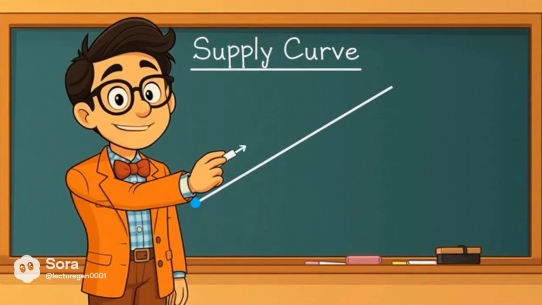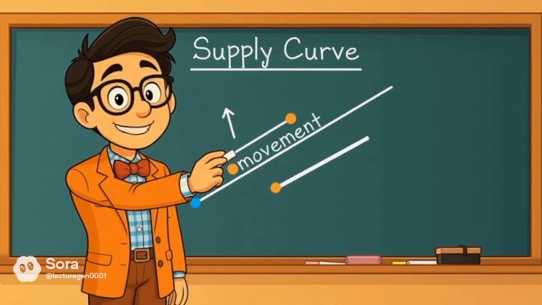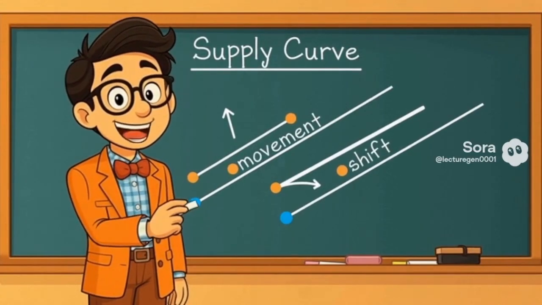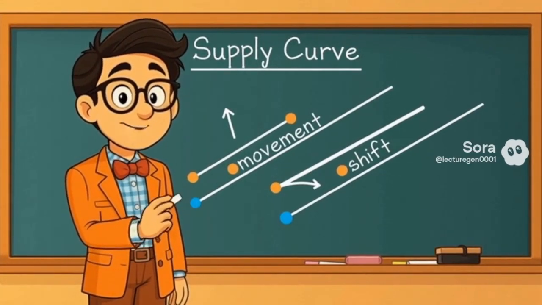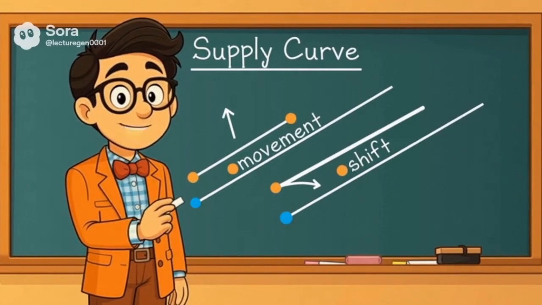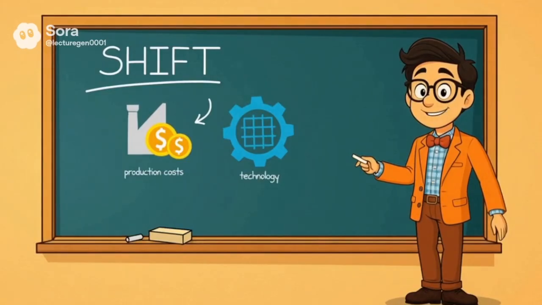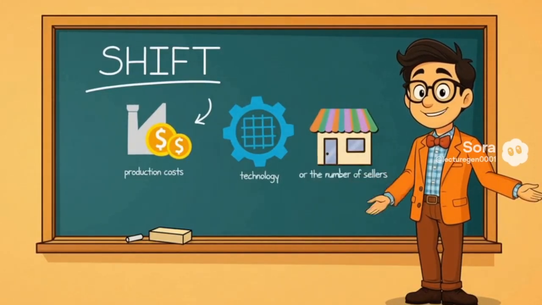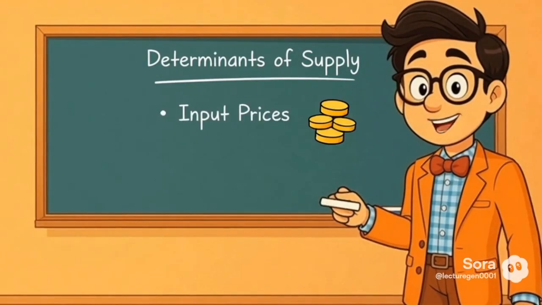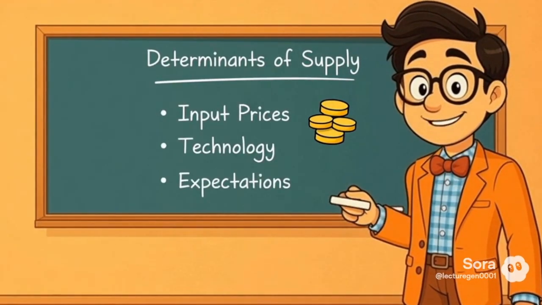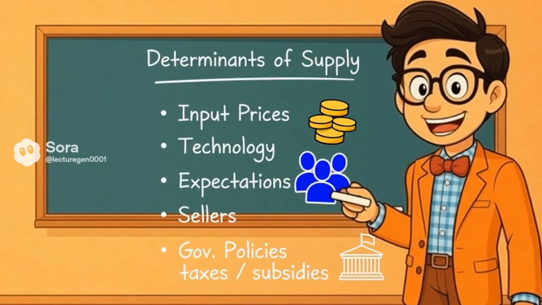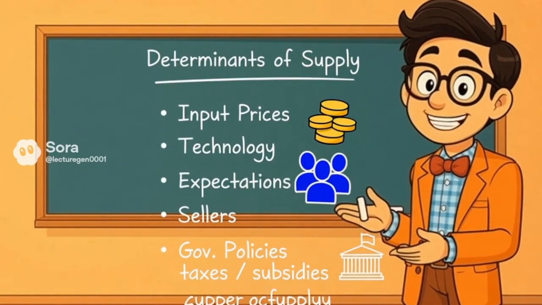It's important to distinguish between a movement along the supply curve and a shift of the entire curve. A movement happens when price changes. A shift happens when something other than price changes, such as production costs, technology, or the number of sellers. Let's go over the main determinants of supply. These include input prices, technology, expectations, the number of sellers, and government policies like taxes or subsidies.